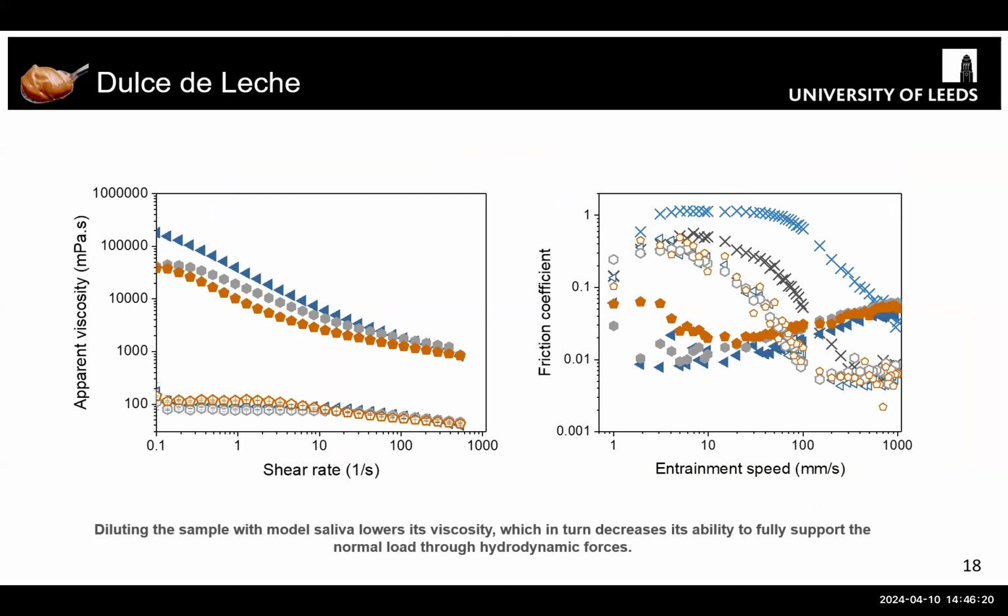And in terms of the lubrication and of course the rheology, we could see that the model saliva had more of a diluting effect, where the diluted sample presented, of course, lower viscosity. This translated into the fact that, because of the lower viscosity, there was a decrease in the ability to support the load during the tribological measurements. And we can see that the friction essentially just increases in all of the three samples, and there was no significant difference between them.